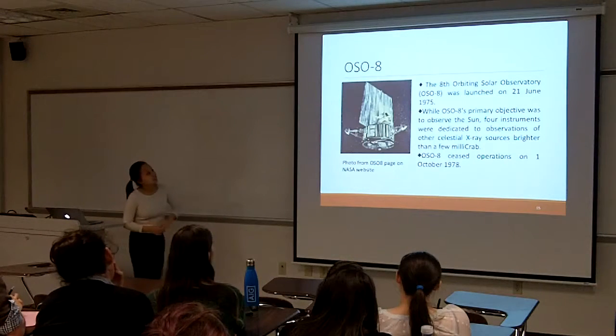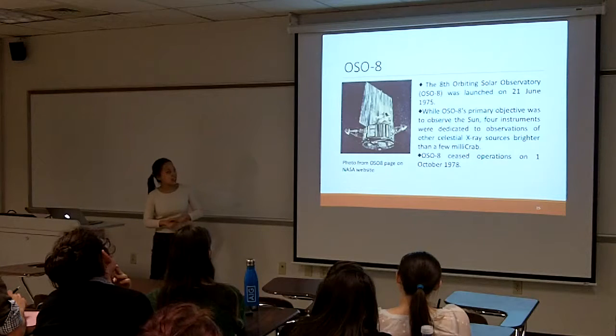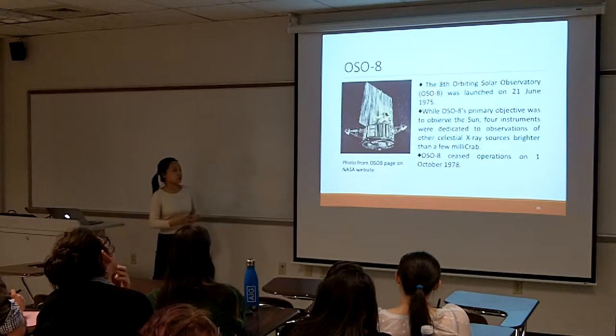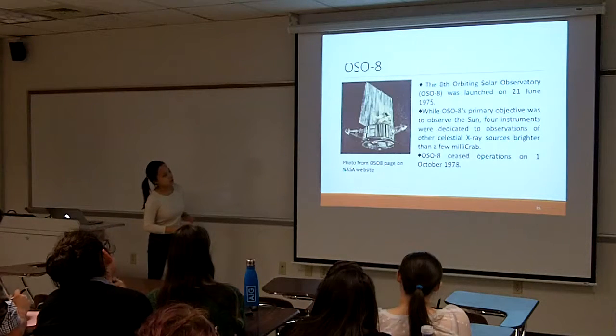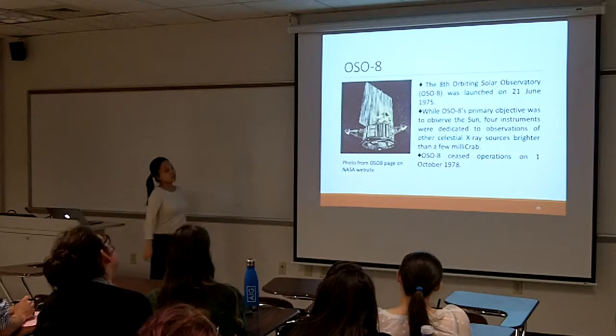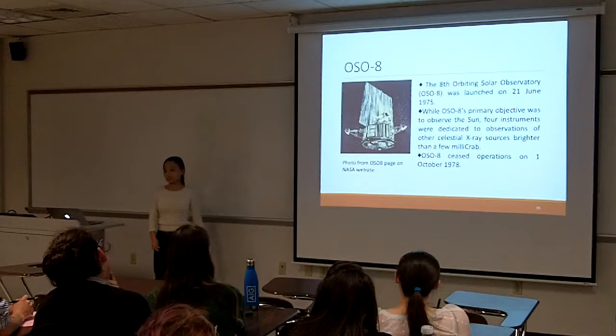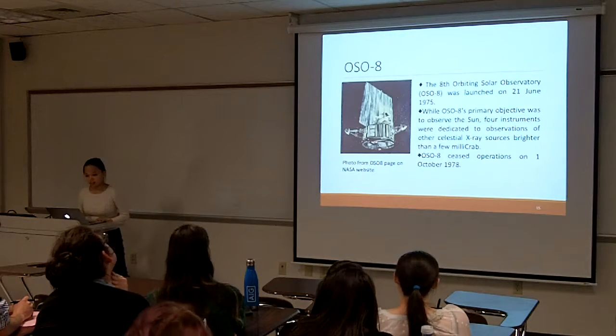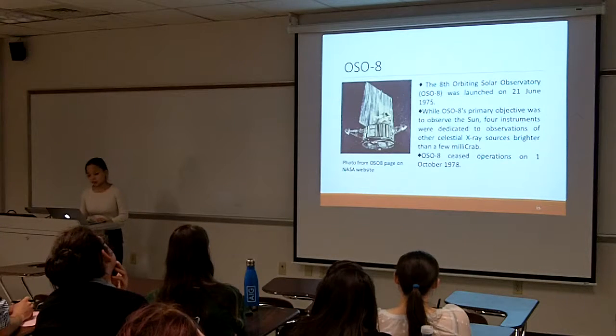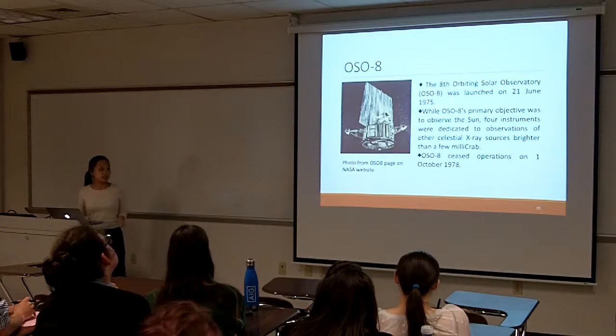1975, the X-ray telescope that was observing it was OSO 8, and its primary objective was to observe the sun, but it discovered something else very interesting. It was launched in 1975 and ceased operation in 1978.